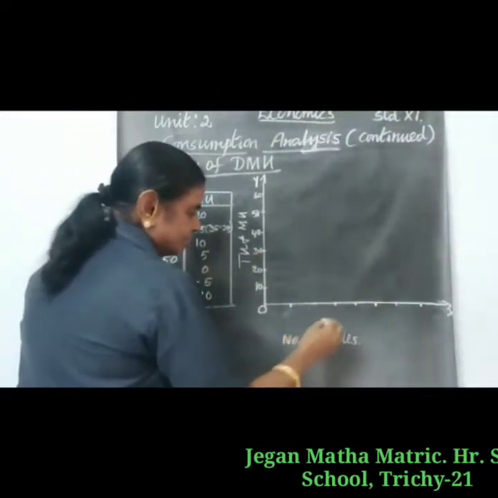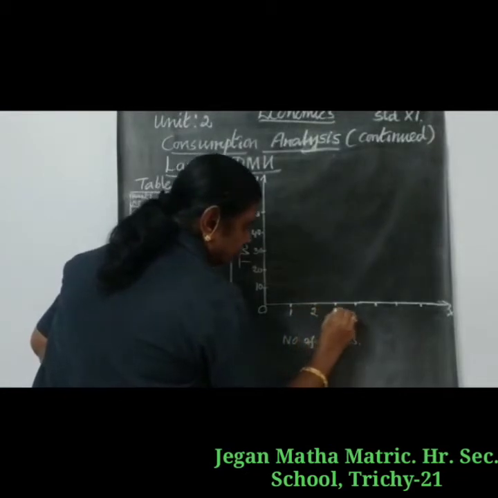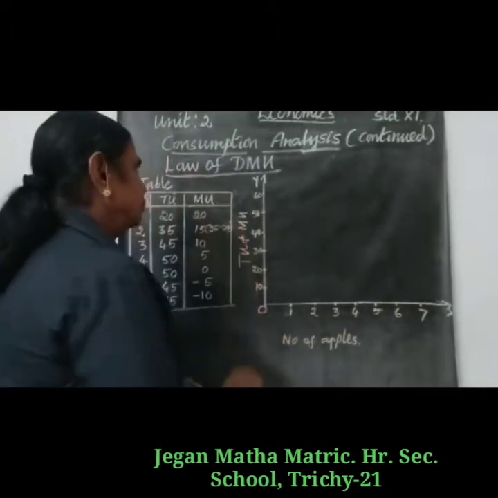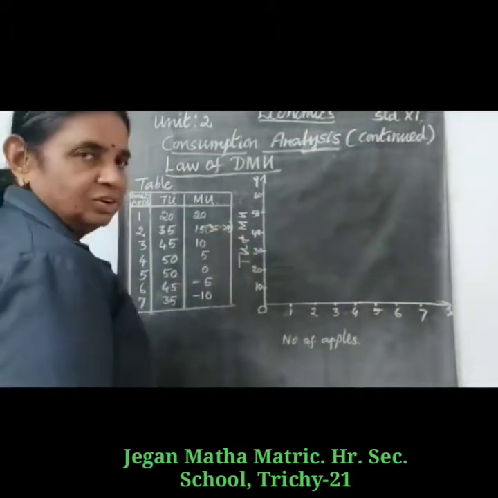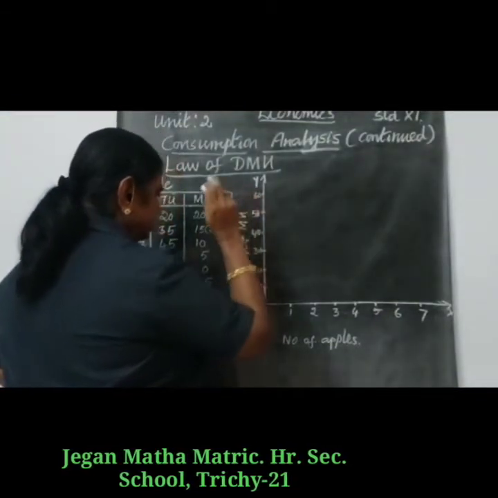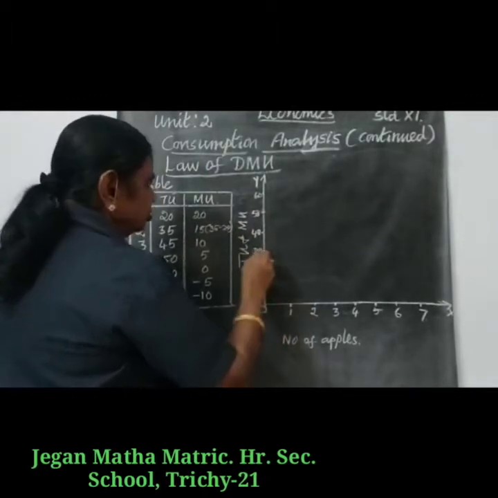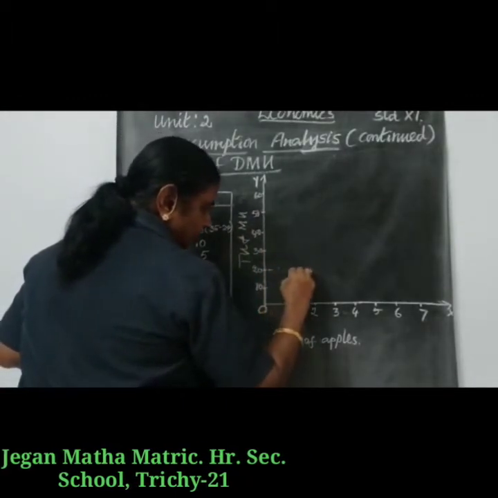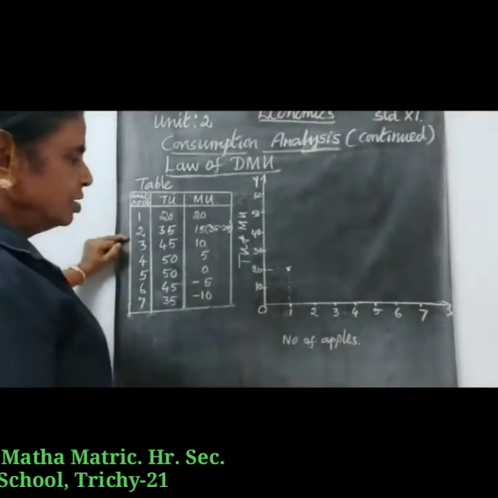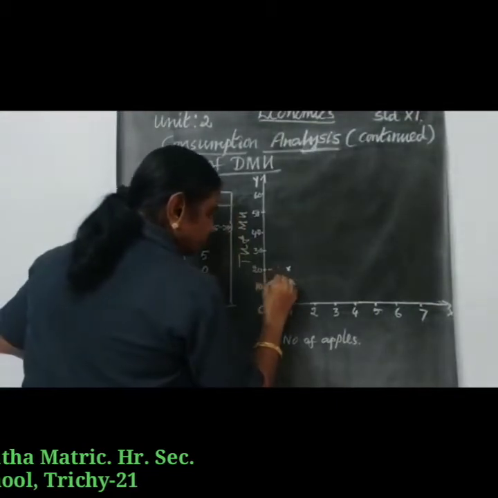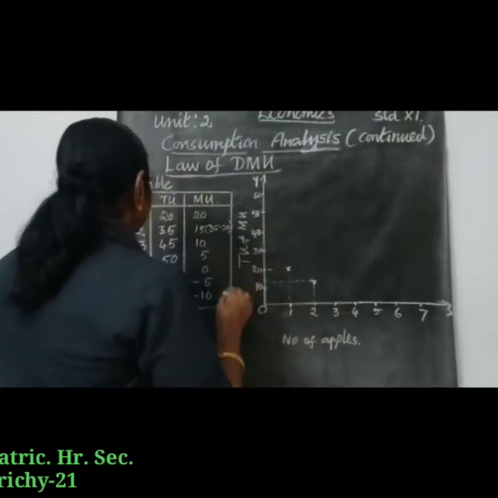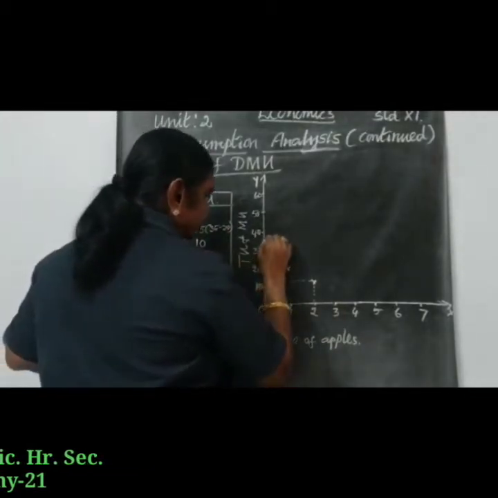So the x-axis is the number of apples: 1, 2, 3, 4, 5, 6, 7. And in the y-axis, total utility and marginal utility, we have marked 10, 20, 30, 40, 50 and 60. So the first apple, 20 and 20, so both are equal. And the second apple, when the consumer consumes, marginal utility is only 15, whereas the total utility is 35.